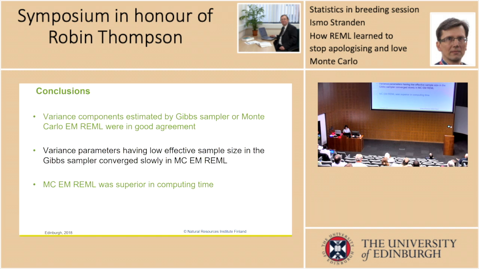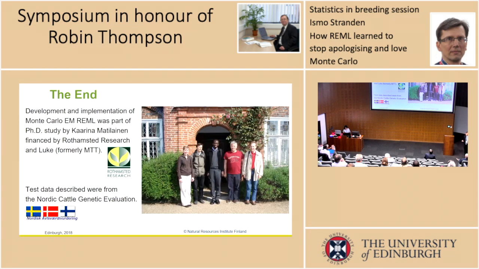So in conclusion, the variance components estimated by the Gibbs sampler and the Monte Carlo EM-REML were in quite good agreement, and the same parameters that had problems in the MCMC had the same problems with the MC-EM-REML. And in terms of computing time, the MC-EM-REML was superior. So thank you.